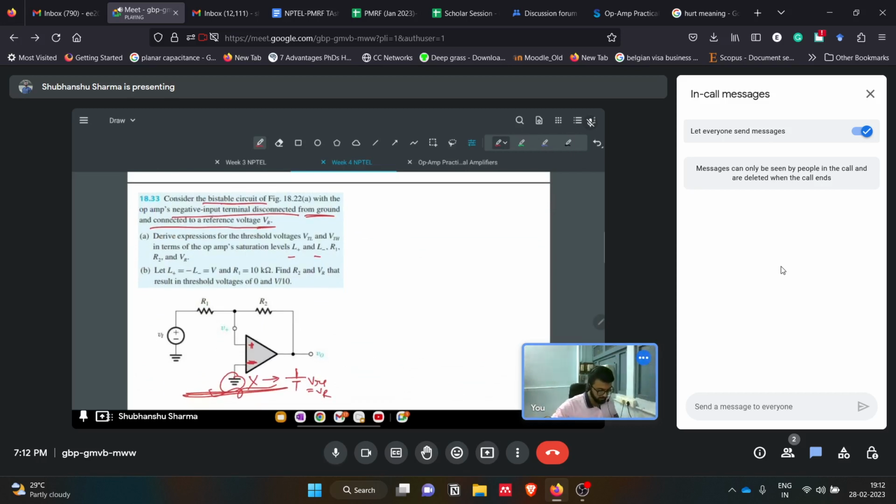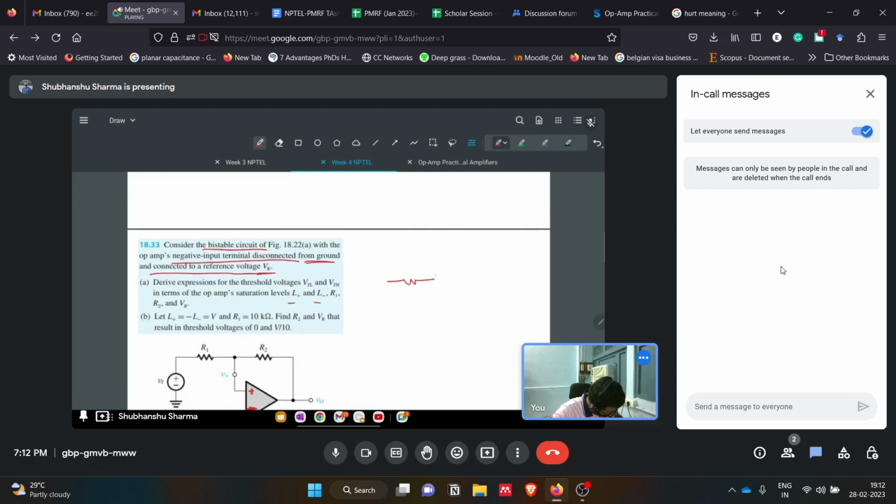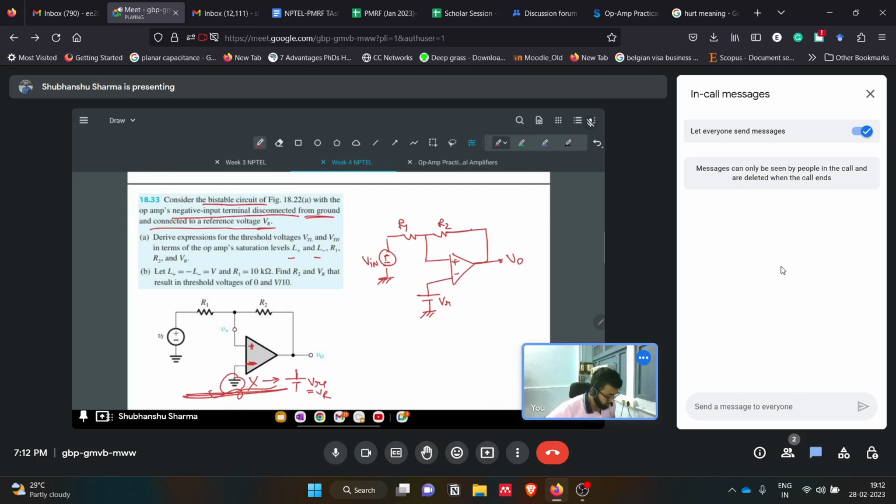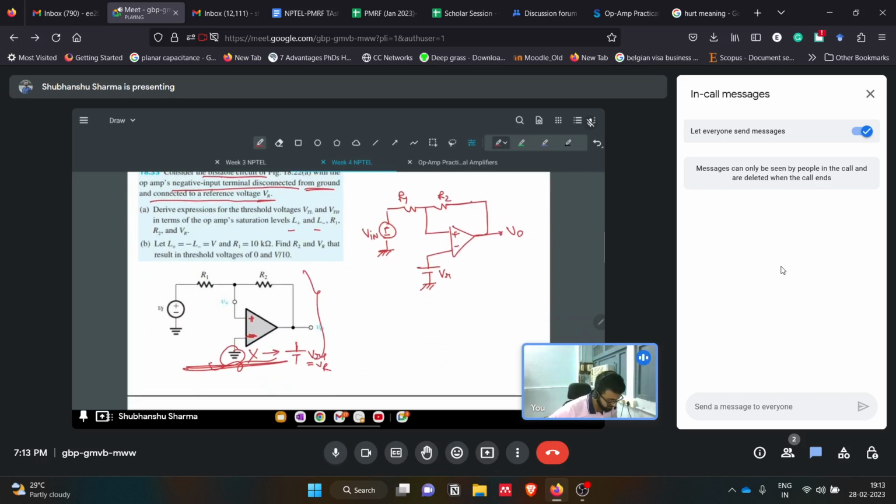So first we'll make the circuit, how it will look. We have R1 here, R2 here, the positive terminal, the negative terminal, and we have connected our reference voltage VR to the negative input terminal. Then we have our V input and this is V output. This circuit you must have seen, this is a positive, or non-inverting, Schmitt trigger. But the only difference here is this VR, the reference voltage.